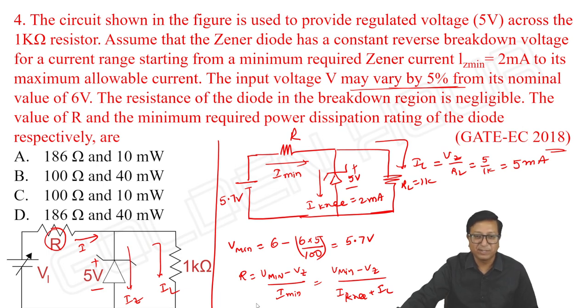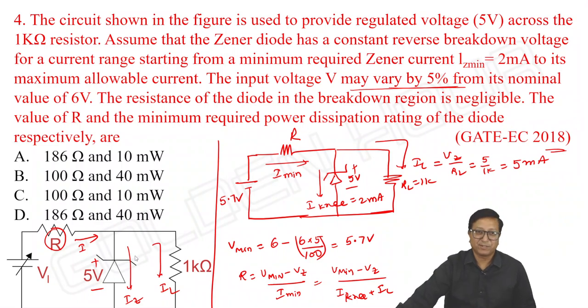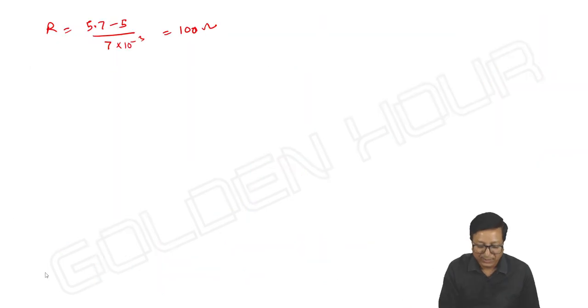Okay, let it be. The next point, minimum power rating. Minimum power rating of the Zener diode is defined in terms of IZM. Okay, IZM. So current through the Zener diode is maximum if and only if the input is maximum. Okay, so let us take the circuit again.